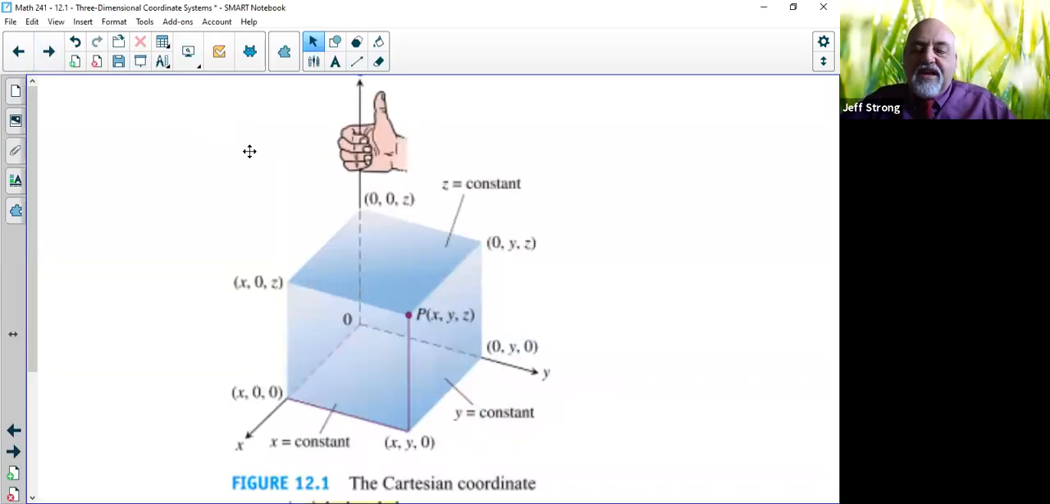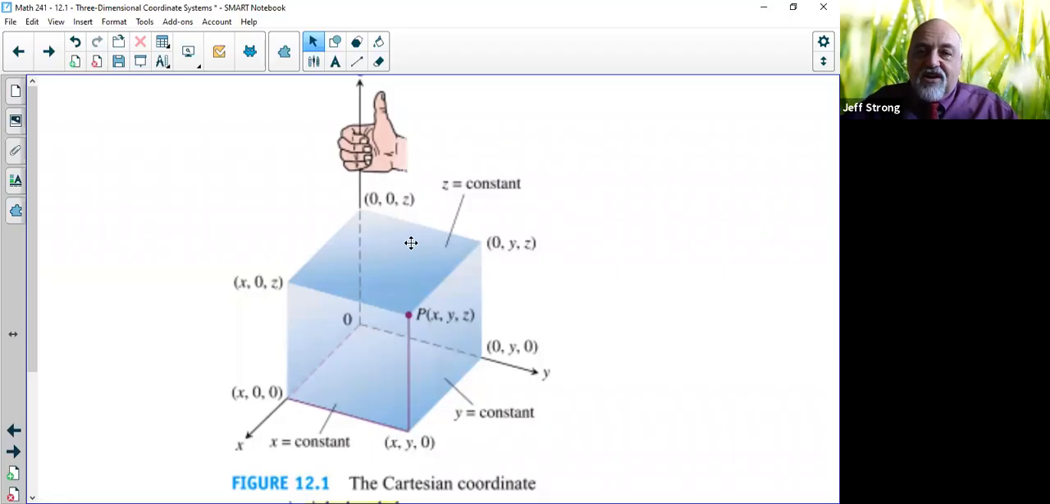So in 2 dimensions, you have an x-axis and a y-axis, and in 3 dimensions you add a z-axis. The z-axis goes up, the x-axis comes out toward you, and the y-axis is to the right. Then every point in 3 dimensions has a coordinate (x, y, z). So you go over the x-axis first, then the y-axis, and then the z-axis.